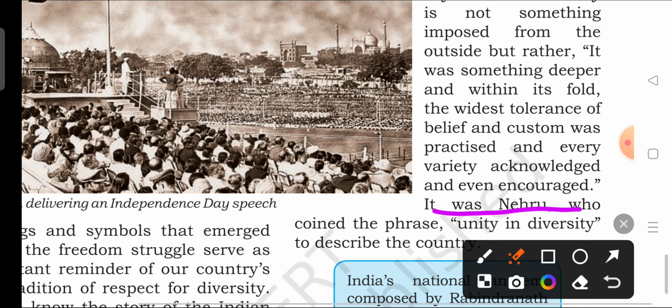And as Jawaharlal Nehru has mentioned in his book The Discovery of India, this was not inculcated by outsiders, it was there within the Indian people. It was deep down, and one of the reasons for this was the widest tolerance of the Indian people towards other communities. So this made their strength also.